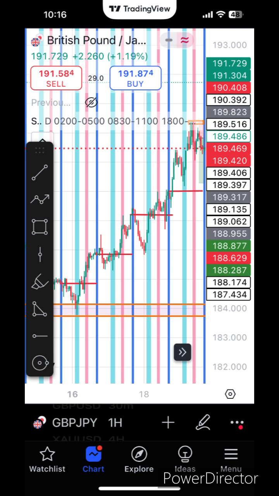Now, here on the chart, you can see a blue highlighted section and a red highlighted section, okay? The blue highlighted section represents the London Open. The red highlighted section represents the New York Open, all right? And it's just the first 3 hours of the session, okay?